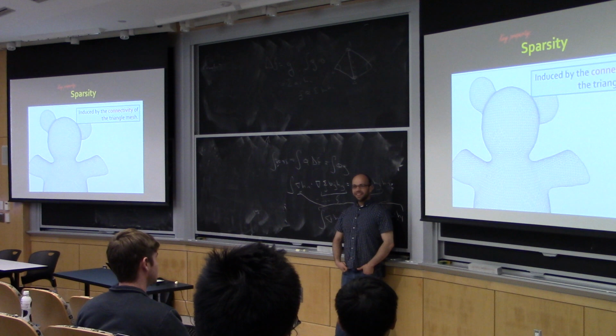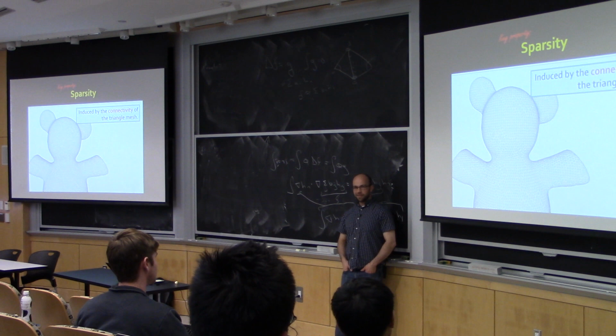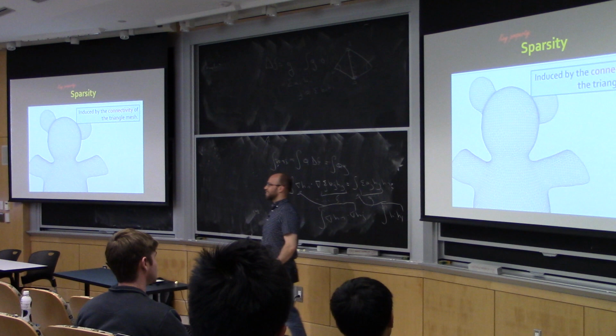7, right? Because you have 6 neighbors and then there's 1 down the diagonal. So this is a very sparse matrix. Again, if you do your homework, you use a dense matrix, then you're dead to me.